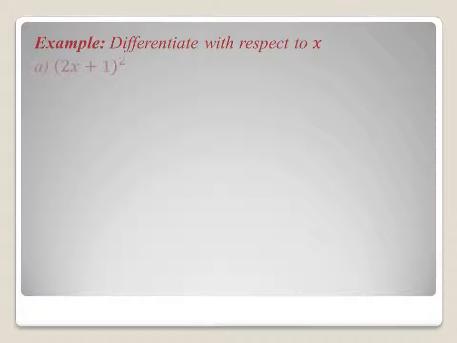More examples still. Differentiate the following with respect to x. A. (2x plus 1) all squared. B. (3x minus 5) into bracket (x plus 2). C. 3x raised to the power of 5 minus x cubed plus 2x, all divided by x squared.